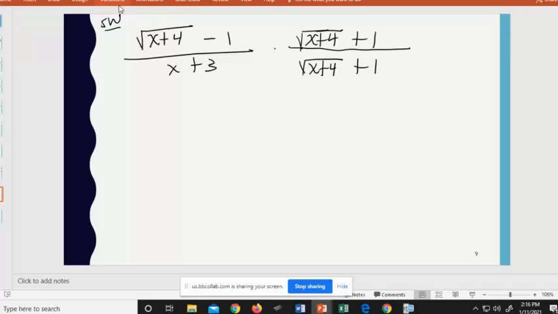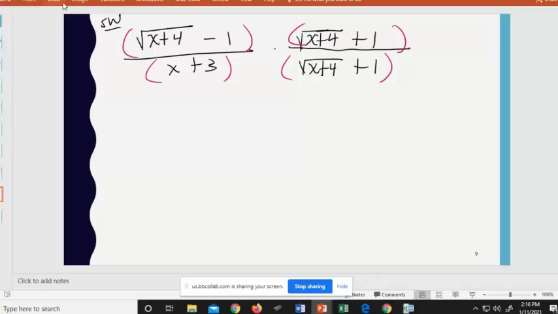I just want to change how it looks. Okay. Now, FOIL, or distribute. So in the numerator, I'm multiplying this and this together. And then in the denominator, I'm multiplying those.